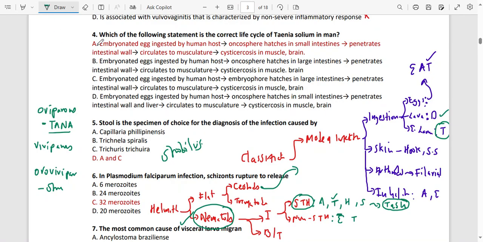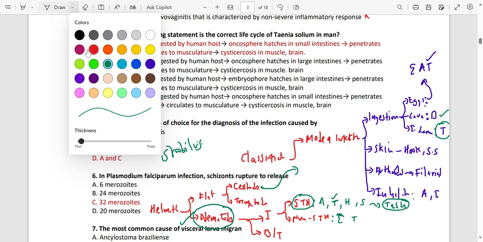So back to our question number 4. Sorry for speaking too much, but that is going to answer a lot of questions ahead. So the way Taenia solium infects humans, specifically this is Taenia solium, we are getting it from pork.